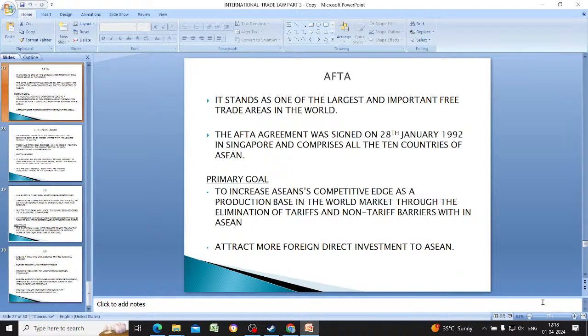So what's the primary goal? What primary goals can be set under this outcome? So that is to increase Asia's competitive edge as a production base in the world market through the elimination of tariff and non-tariff barriers. That means the trade barriers. They are planning to remove, or they have the opinion to remove, the trade barriers which are in existence in the trading area. Okay, so that should be removed. So that is the primary goal of this outcome, and to attract more foreign direct investment to Asia. So in order to maintain their economic growth, they are encouraging foreign investments and all. So these are some of the goals set by the outcome.